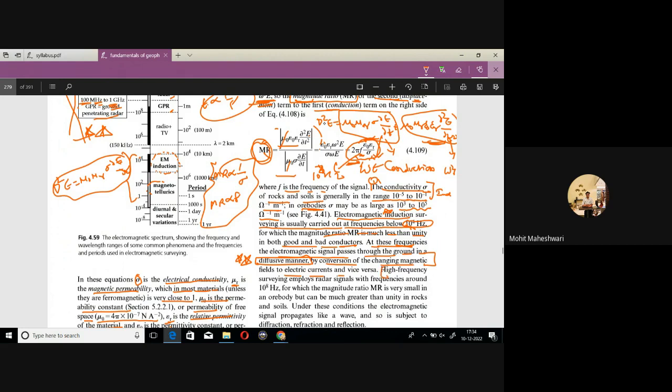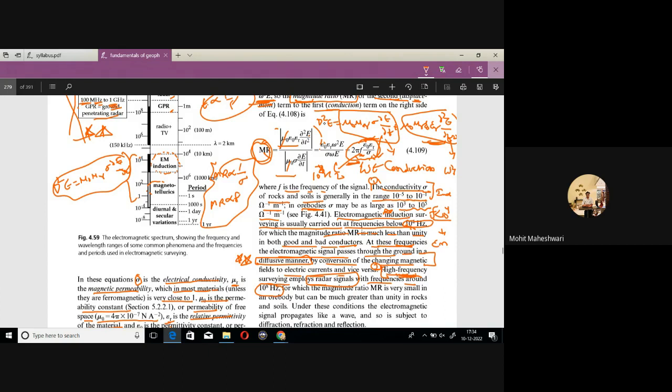Now let's talk about the second case, in which the frequency is high enough. In the first case, we took the frequency less than 10 to the power 4 hertz, and the method was electromagnetic induction. Now we are talking about the second condition, in which the frequency is very, very high. High frequency surveying employs the radar signal, with frequencies around 10 to the power 8 hertz, or you can say megahertz to gigahertz.